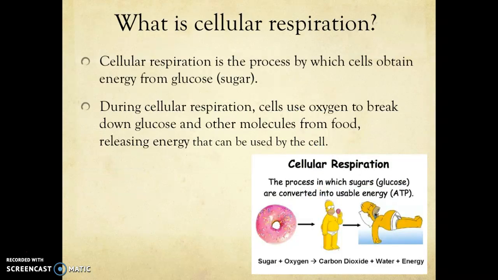So let's get started. What is cellular respiration? Basically, cellular respiration is where cells take glucose, which is a type of sugar, and they use oxygen to break it down into molecules that can actually be used for energy. And you might, in some of the diagrams, see ATP, and that means energy. It's a particular type of molecule that is used for the energy that the cells use.